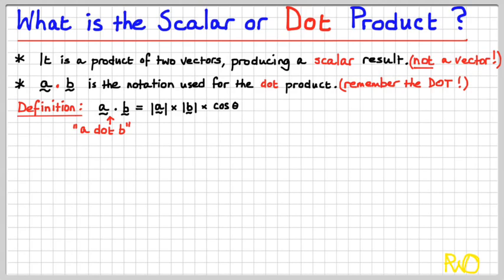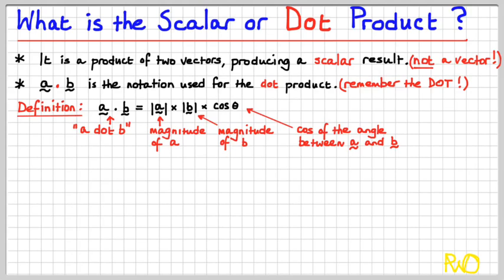Alright? Now, yes, A dot B, that's what that says, and that says the magnitude of A, that says the magnitude of B, and that says the cos of the angle between A and B. Alright? So far, so good, alright?